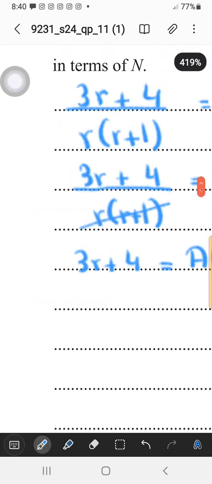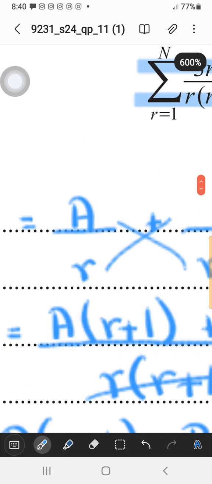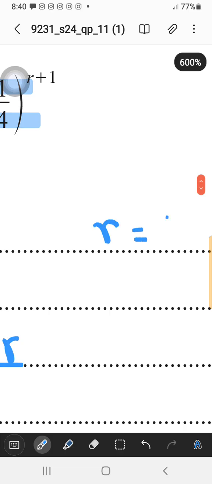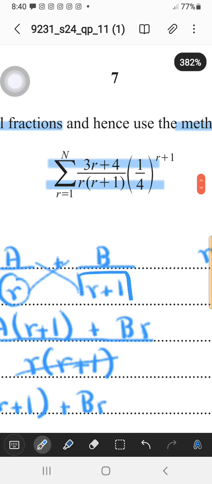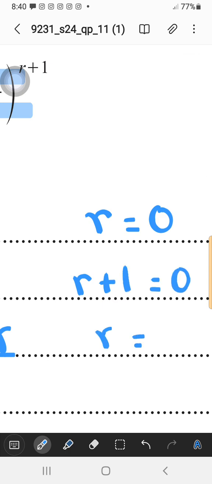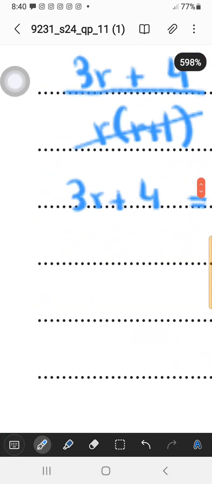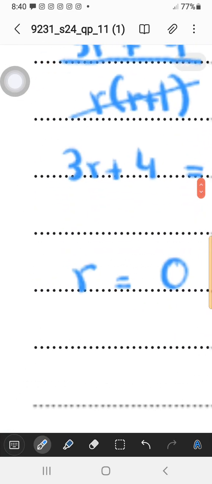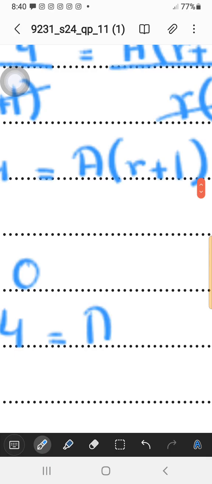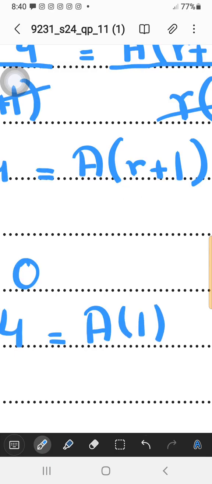Now we'll consider this, and we will do the first denominator as r equal to 0. Then we will do this r plus 1 equal to 0, and we will get the second r as negative 1. We will use these two r values. First we will do r equal to 0, and 3 times 0 becomes 0 plus 4 is equal to a times (0 plus 1), which is 1, so a is equal to 4.